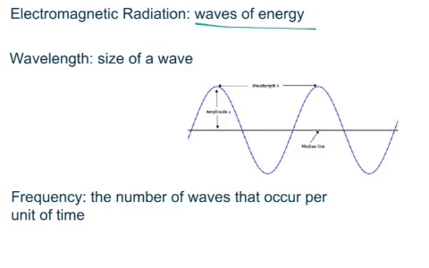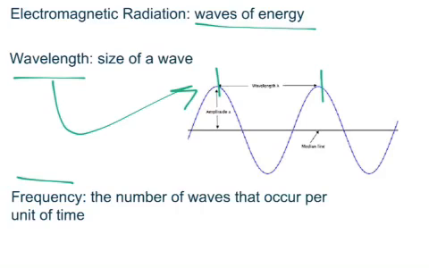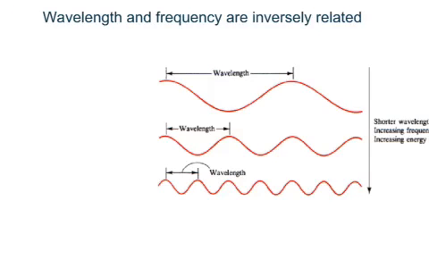The two things that we need to know and discuss that relate to electromagnetic waves is that they all have a measurable wavelength, which is just how long is the wave, and they also all have a frequency, which is the number of waves that occur during a certain amount of time. Because electromagnetic radiation all moves at the same speed, so it's all going the speed of light, wavelength and frequency are inversely related.